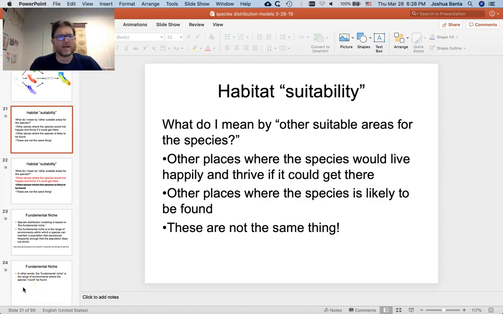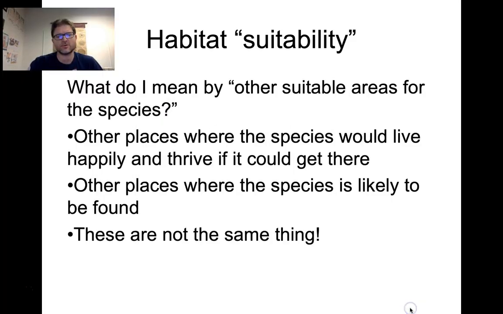Now, what do I mean when I say habitat suitability? When I say that the habitat is suitable for a species, do I mean other places where the species would live happily and thrive if it could get there? Or do I mean other places where the species is likely to be found? These two are not the same thing. And what I mean is the first one.